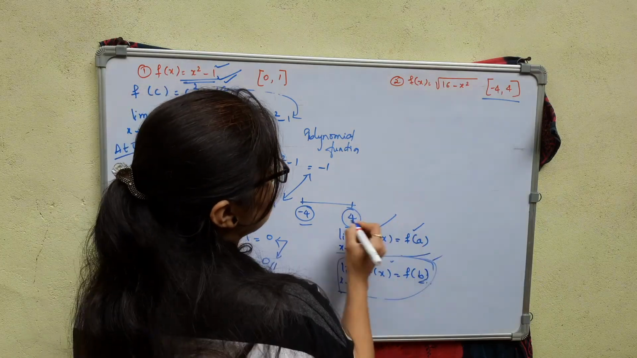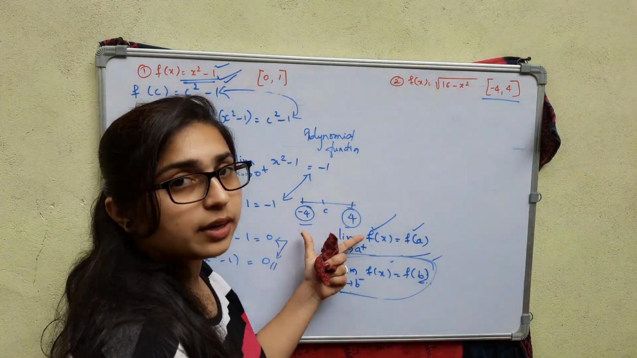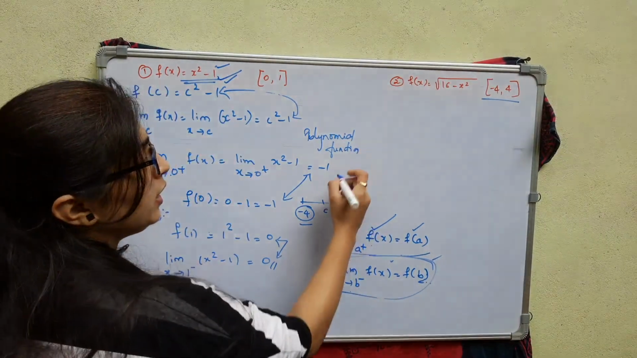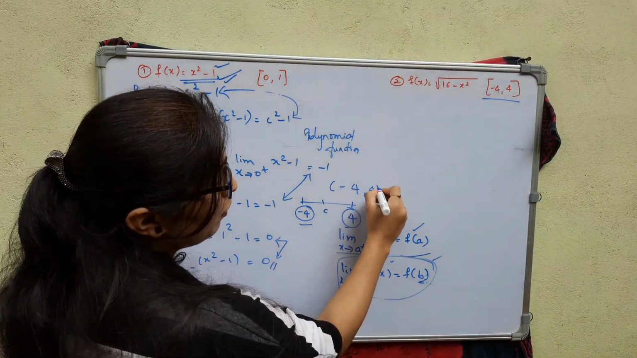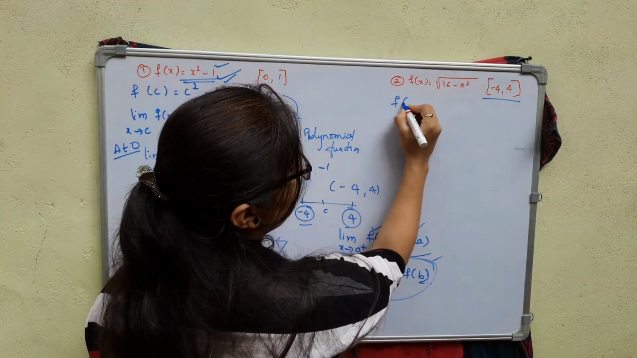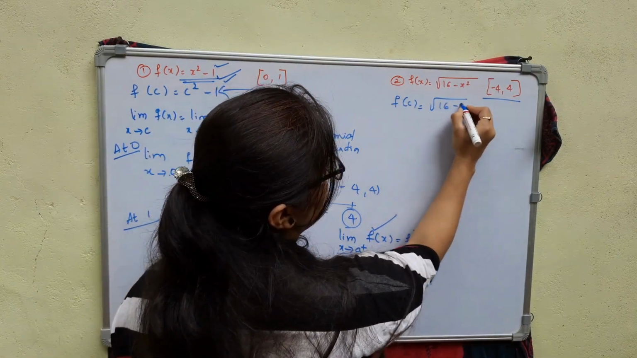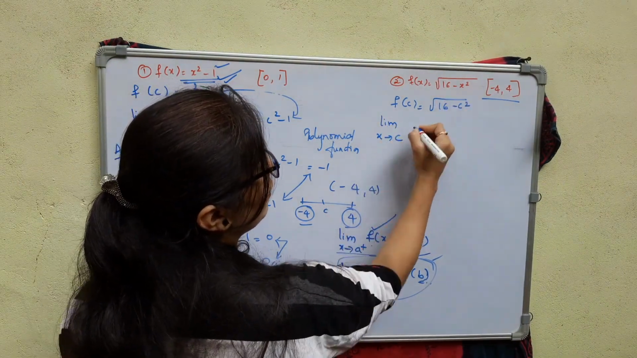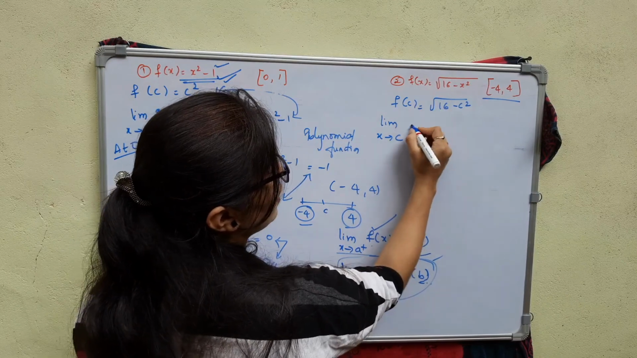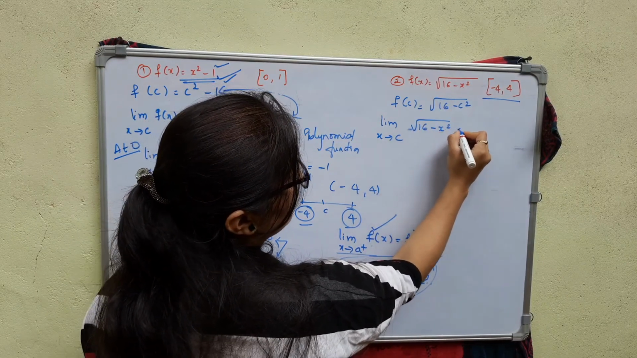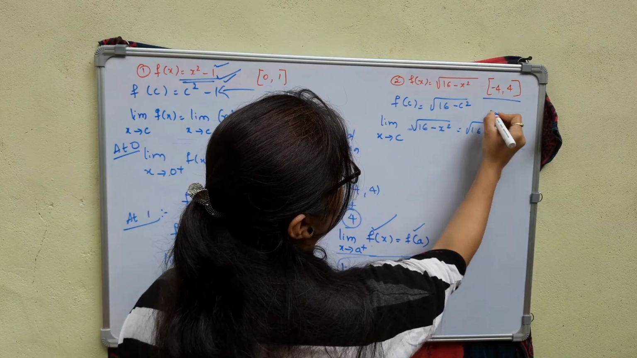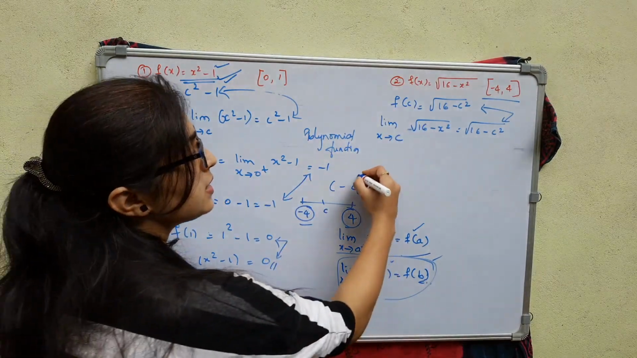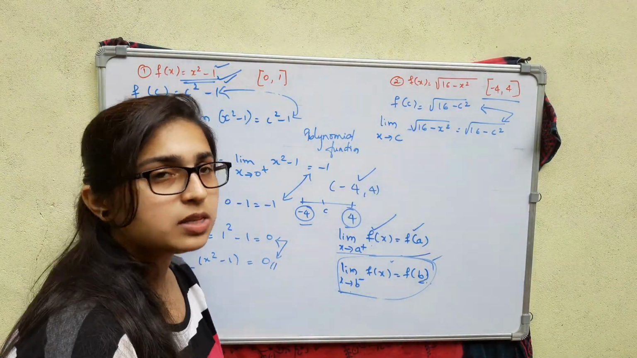We will consider a point c in the closed interval minus 4 to 4, to check the continuity of the function in the open interval minus 4 comma 4. So f of c is equal to square root of 16 minus c square. Now the limit as x approaches c of f of x, that is square root of 16 minus x square, will become square root of 16 minus c square. So these both are equal. That means the function f of x is continuous in the open interval minus 4 comma 4.